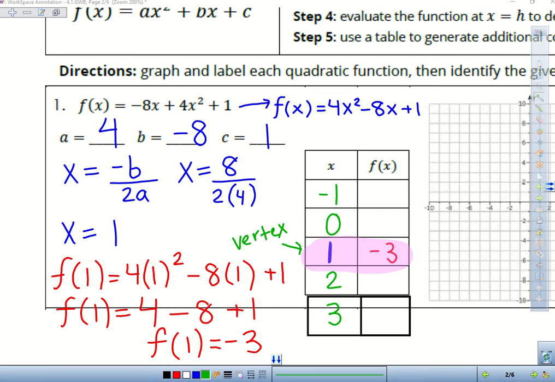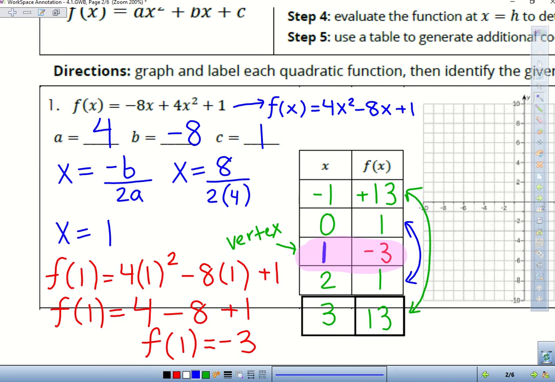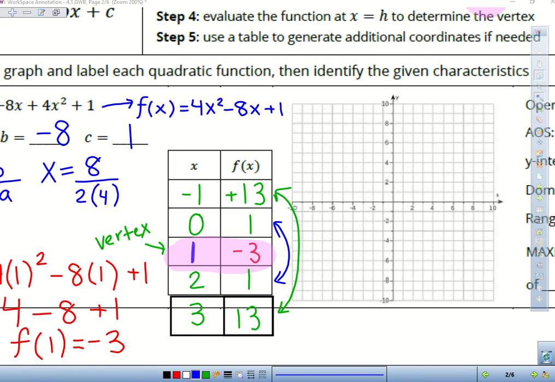I'm going to zoom out and type it into mine now that I've shown you how to do it. So it's going to be 13, 1, -3, 1, and 13. You're going to notice something special about this. You see these values here and these values here. Good, they match because of the symmetry on the graph. Very important there.